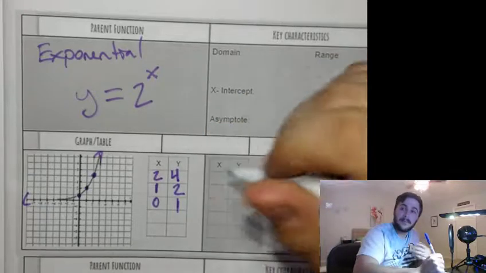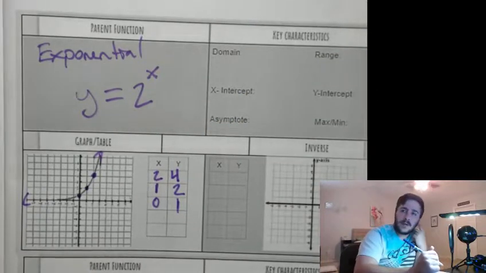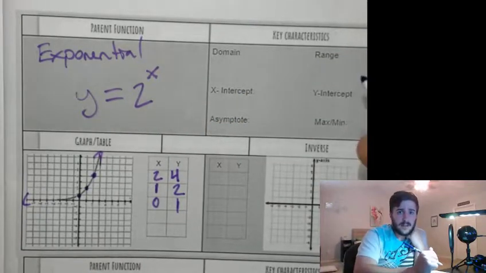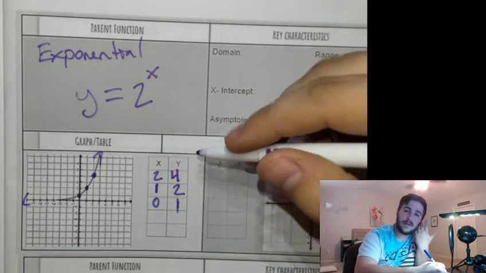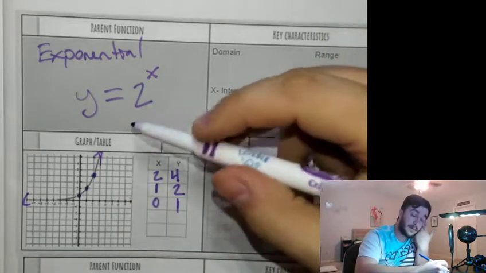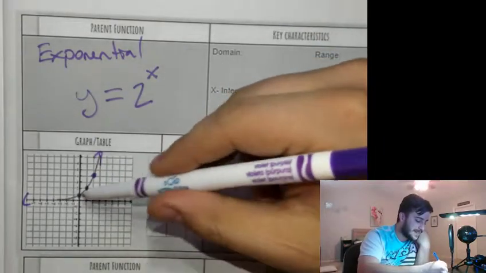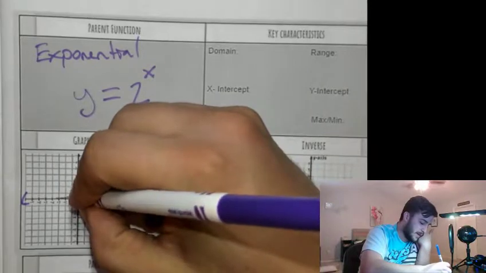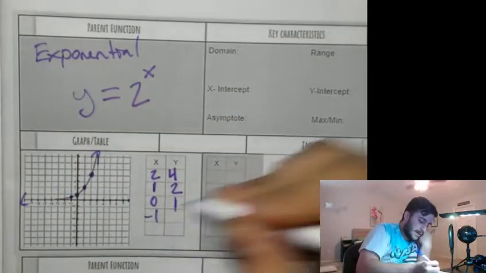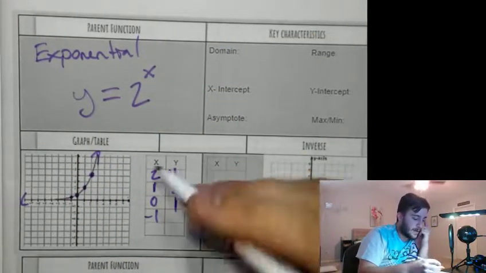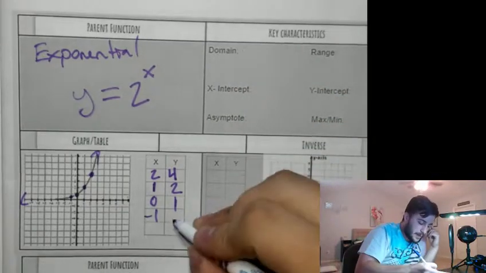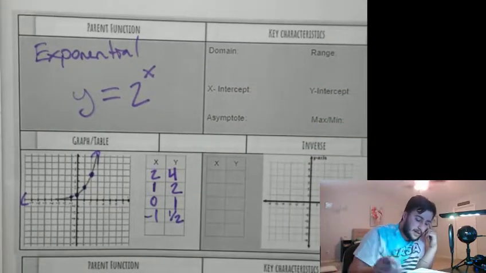But what happens when x gets smaller? That's the question. It's easy to see what happens when x gets bigger, right? We just get bigger and bigger and bigger. But there's more to it. If we continue backwards, like right here, x equals -1, what happens is this: we get a power of -1, which means that we actually end up at 1/2.